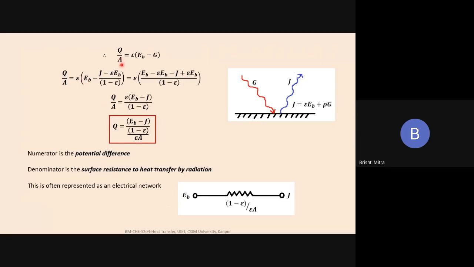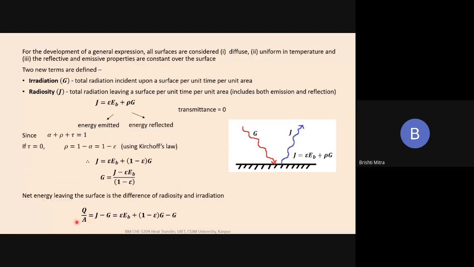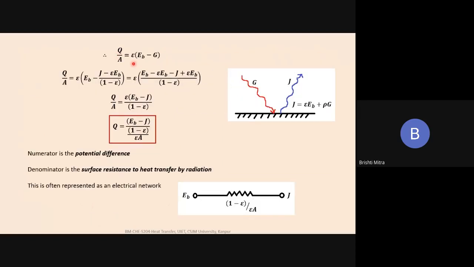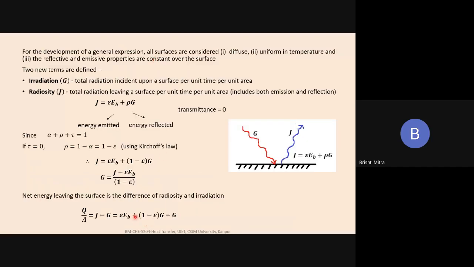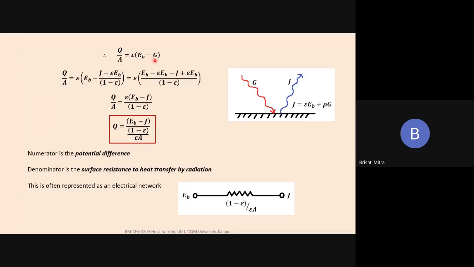So if I rearrange this, what I will get is Q by A. Here I've written it as flux, that is Q by A, because it's always per unit area, per unit time, if you remember. So Q by A is equal to epsilon into EB minus G. We get it from here. If you open up the brackets, this becomes G minus epsilon G minus G. So this G and the first G will cancel out. Taking epsilon common, EB minus G. That means the emissive power, the amount of energy under emission, minus G, which is my irradiation. This is what it is.